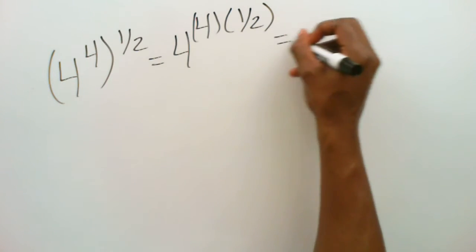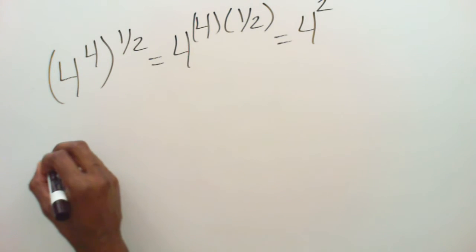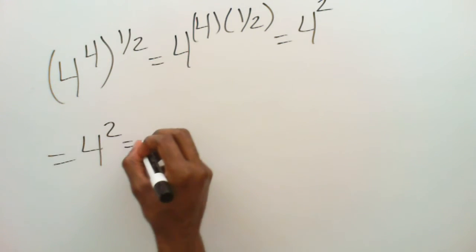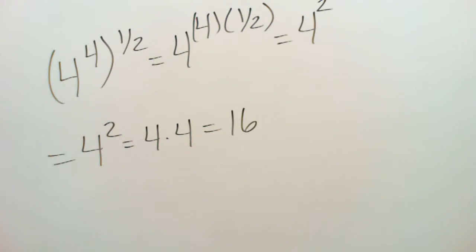After applying the rule for a power to a power, we're left with 4 to the second power. At this point, we need to raise 4 to the second power. Doing so, we get 16 as the answer.